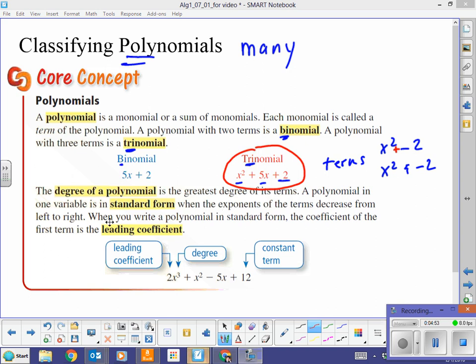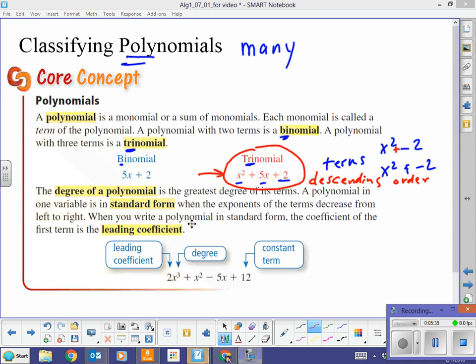A polynomial in one variable is in standard form when the exponents of the terms decrease from left to right. So again, the example trinomial here is in standard form because the exponents go from 2 to 1 to 0. This is standard form. Many times it's easiest to work in polynomials when they're in standard form. Also, we'll call this descending order.